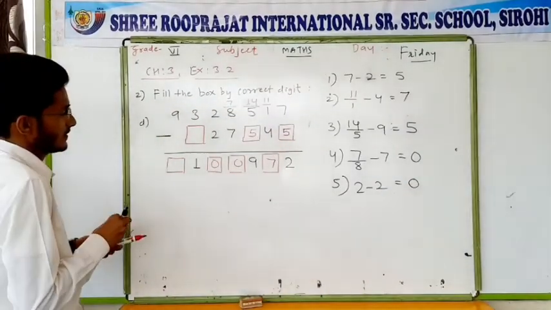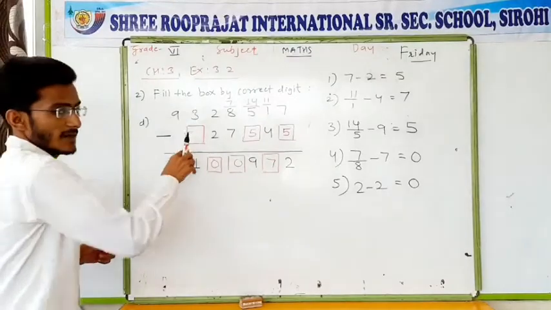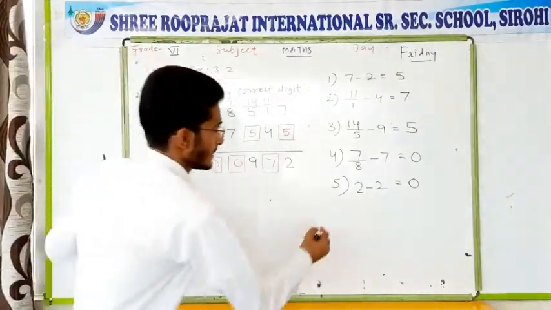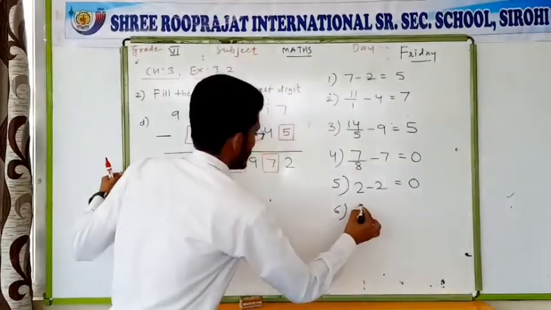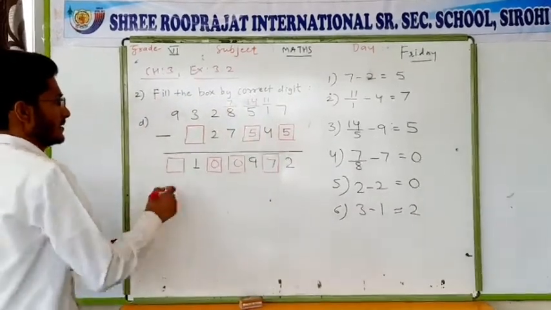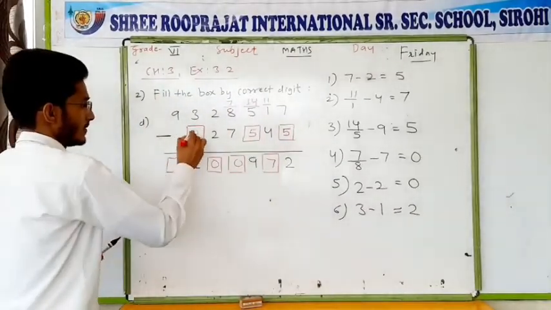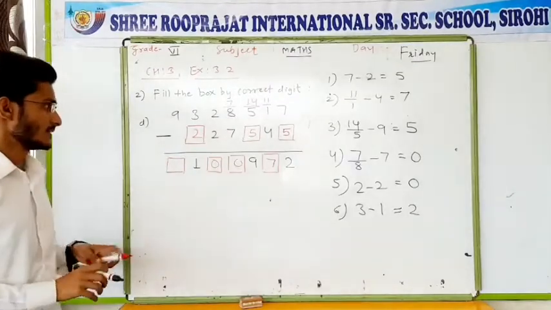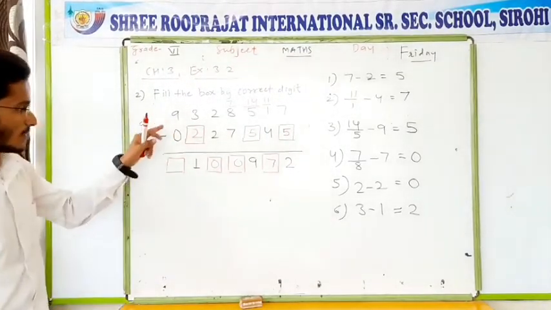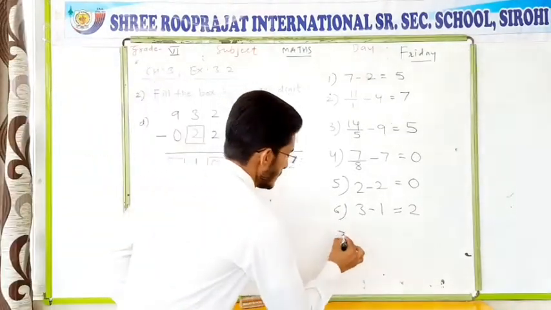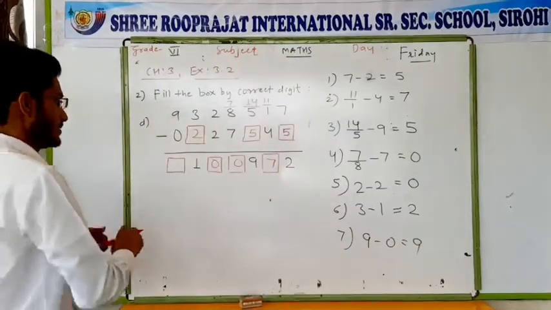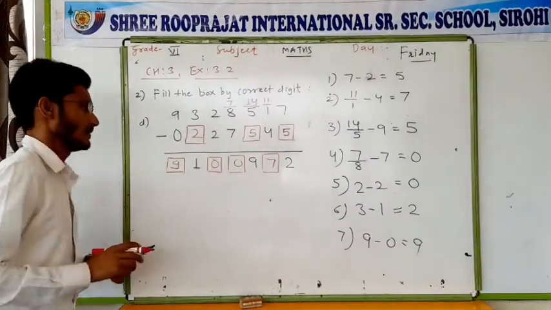Next one, 3 minus something, and you need a 1. So what will you do? You have to subtract 1. So 3 minus 1, you will get a 2. That means there will be a 2. And the last one, there is nothing given, that means there is a 0. So 9 minus 0, you will get a 9. So in that box, there will be a 9.